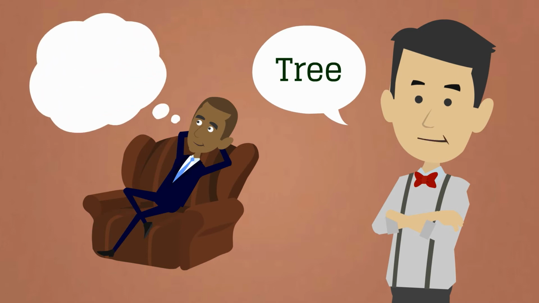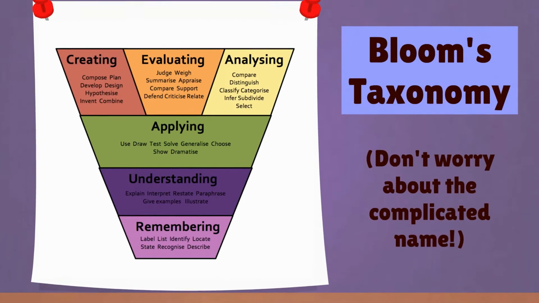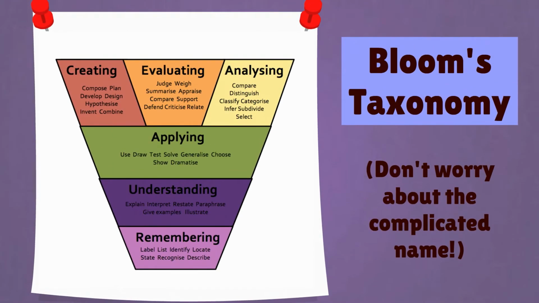Now, if I say tree, Webster will probably imagine a tree. You'd probably agree that for most people that's not very hard. It involves quite a bit of low-skill thinking. Let me show you. This is Bloom's taxonomy. Don't worry about the complicated name, it's really just a map of different types of thinking we can do.